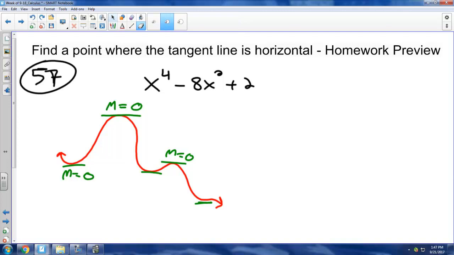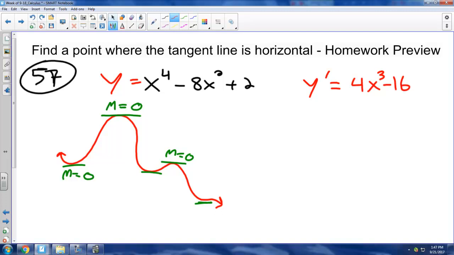Now note that this graph doesn't necessarily match the function here, x to the fourth minus 8x squared plus 2, but it's just to help you visualize what's going on here. So what is the slope of the tangent line? Well, the slope finding function, just like a fish finder, is 4x to the third minus 16x.